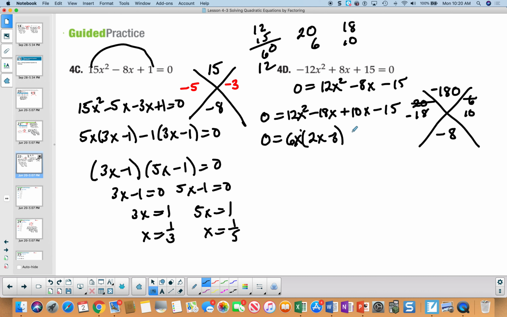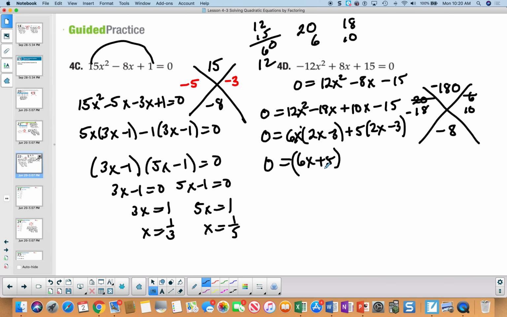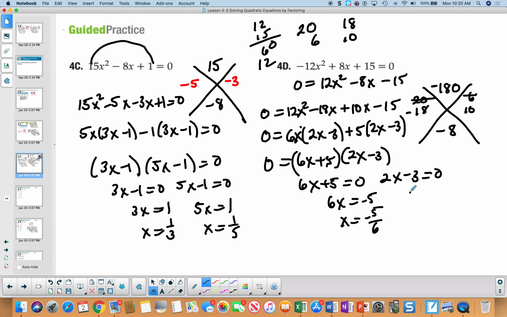And I can take out a 5 here. And this will be 2x minus 3. So then this is going to be 6x plus 5 multiplying 2x minus 3, set them both equal to 0. And we get 6x equal to negative 5, x is equal to negative 5/6, 2x is equal to 3, and x is equal to 3/2.